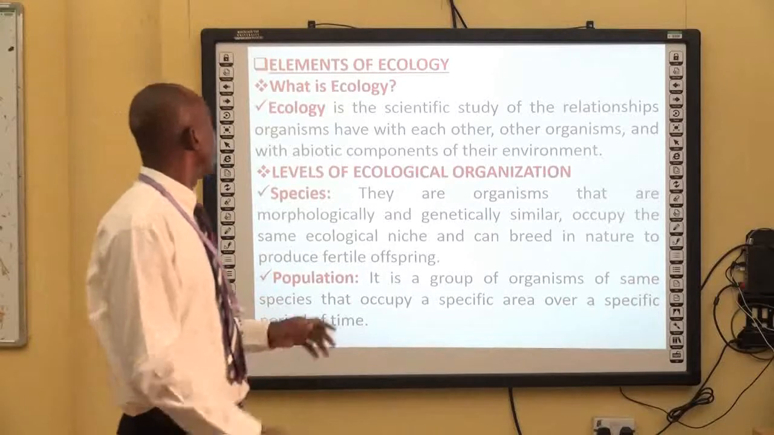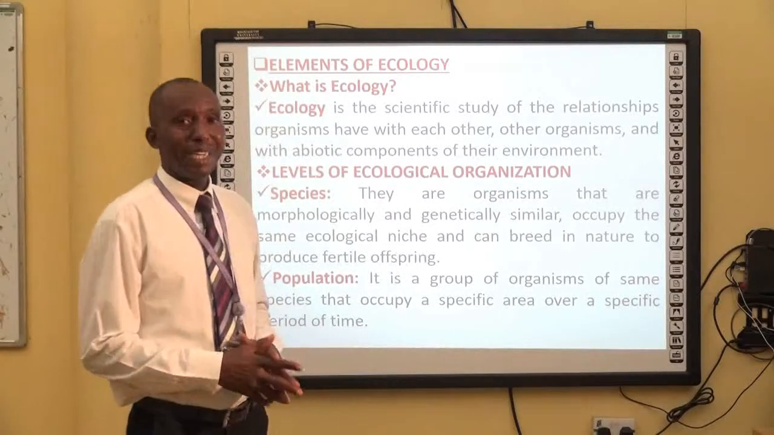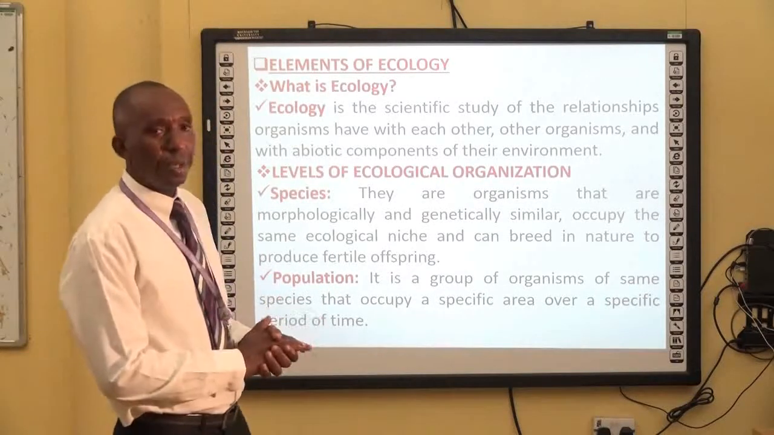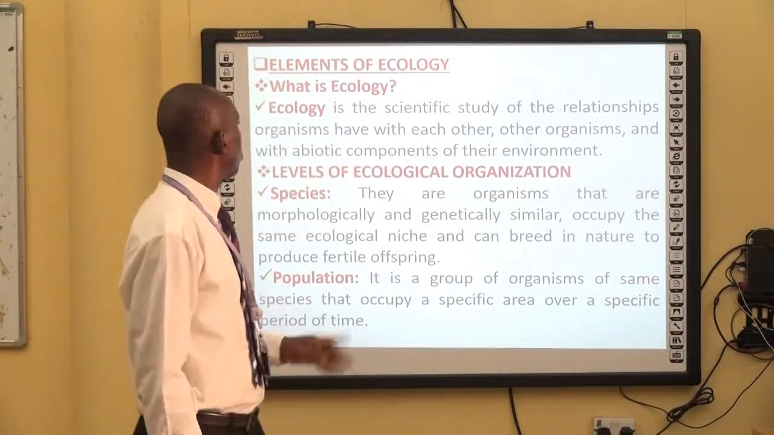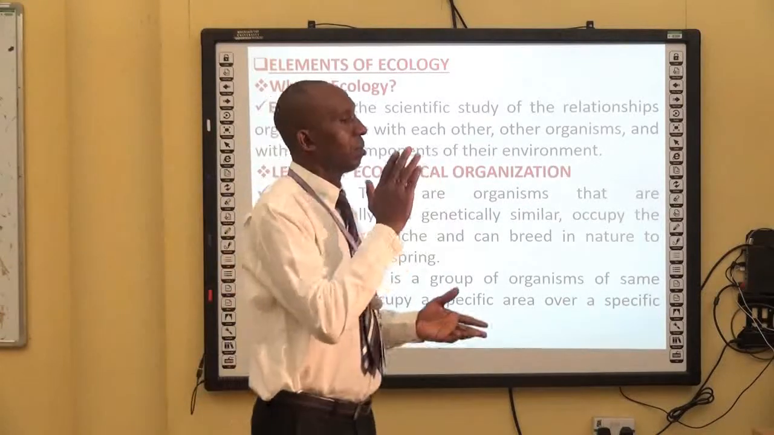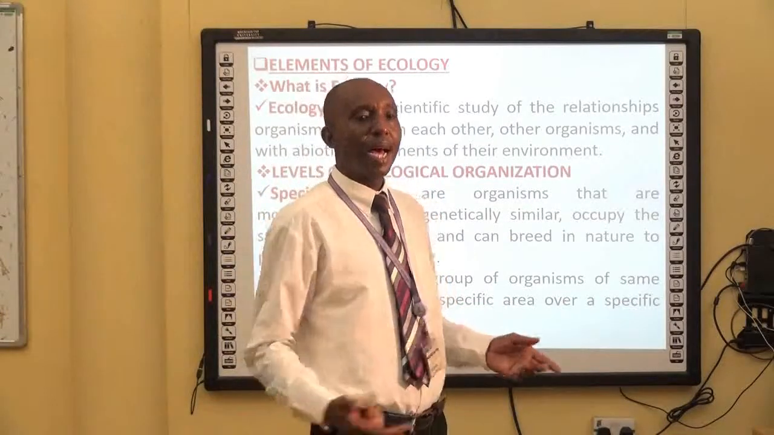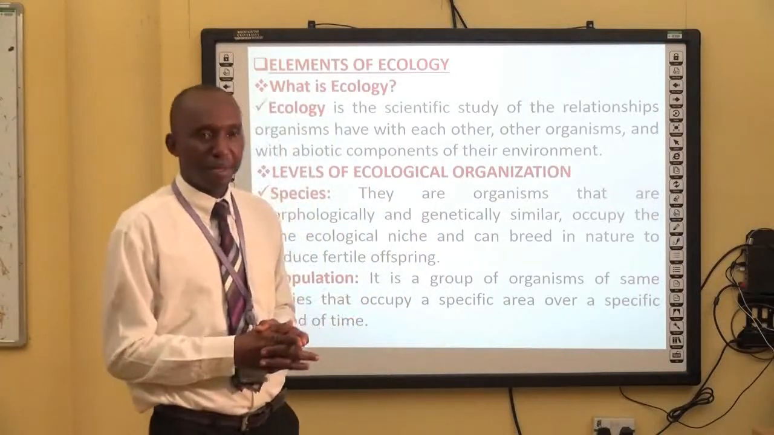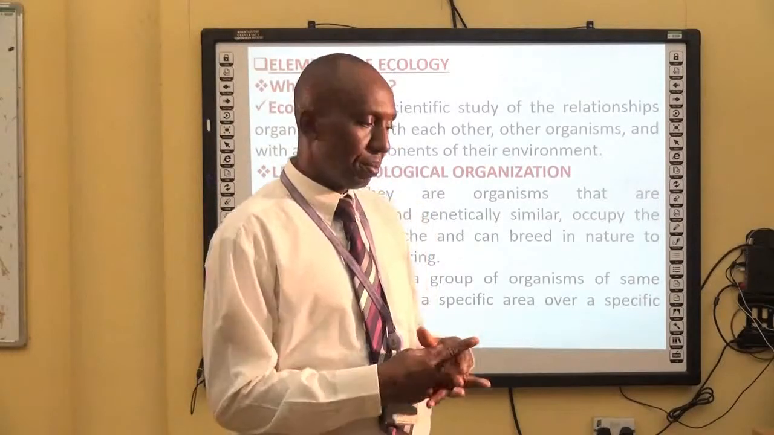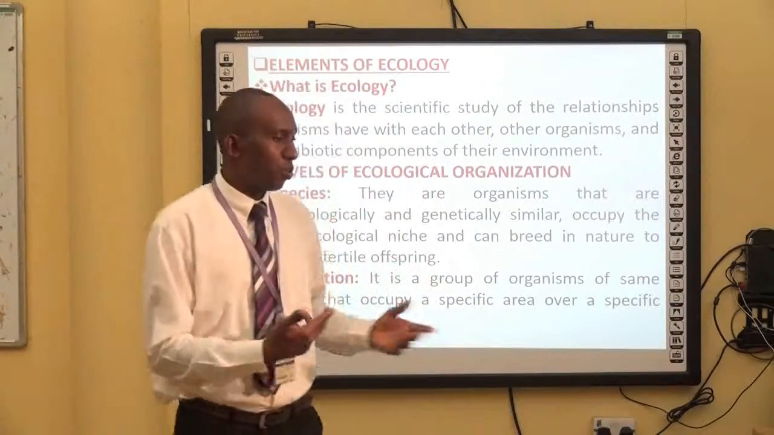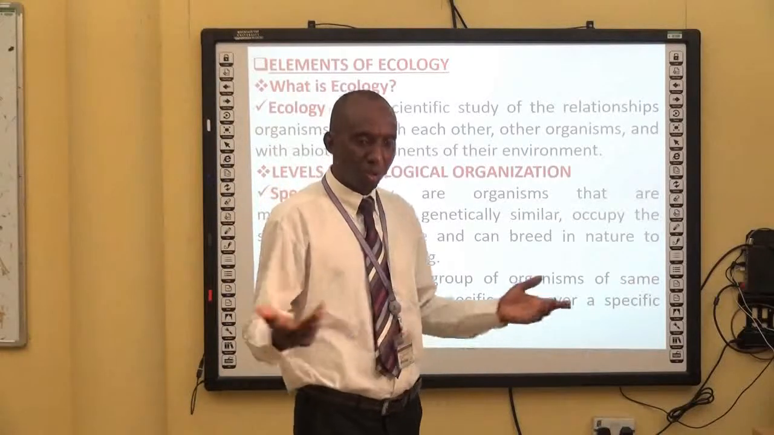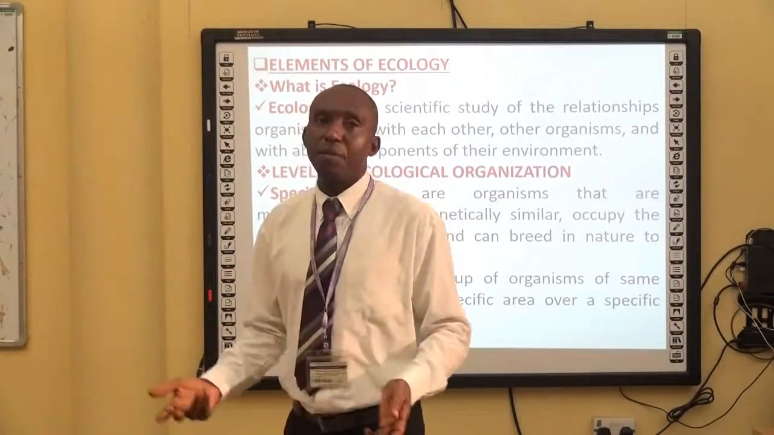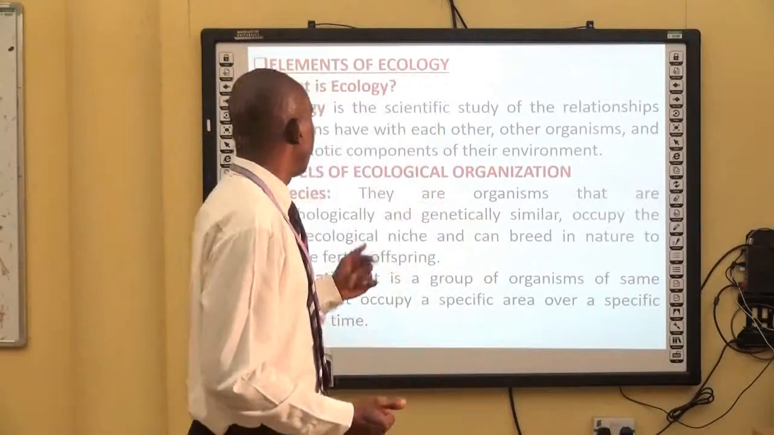First, let's go into elements of ecology. What is ecology? It is a scientific study of relationship between organisms, between one organism and the other, and between such organisms and their environment. What it means is that when we study relationship between two organisms, we are studying ecology. When we study relationship between organisms and the environment, we are equally studying the field of ecology.